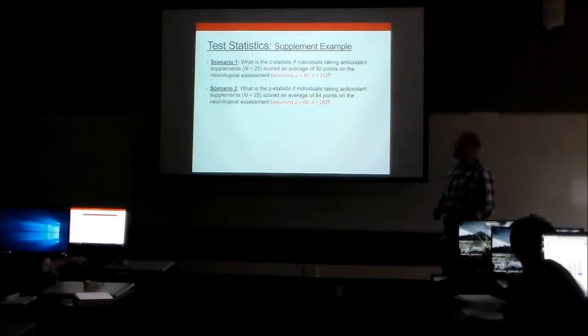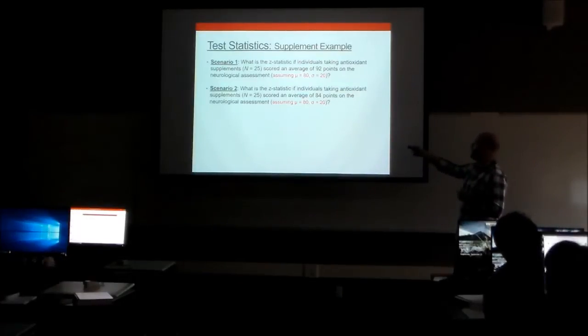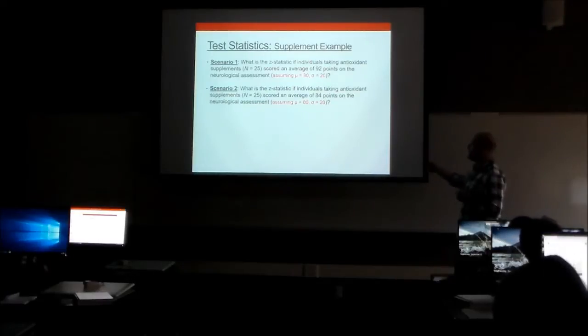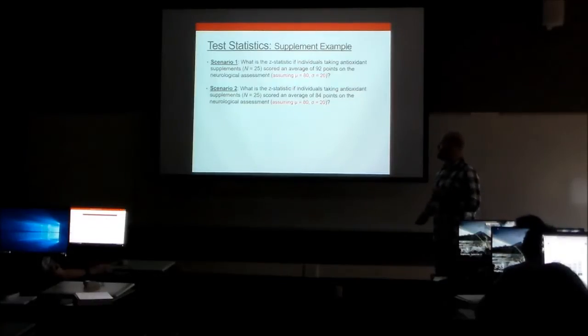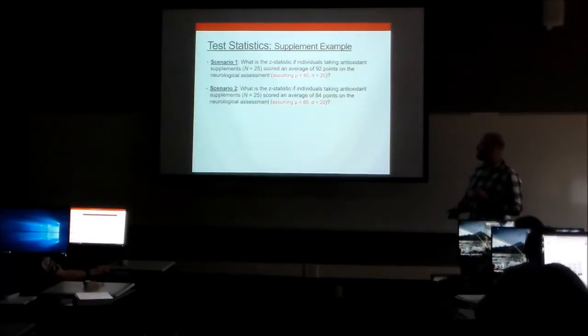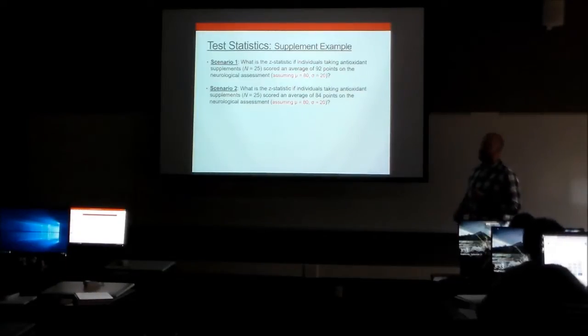Okay. So we're going to run a couple scenarios here. Scenario 1, what is the Z statistic if an individual is taking antioxidant supplements? Again, our sample is 25, scored an average of 92 points on our neuro assessment, assuming a mean in the population of 80 and a standard deviation of 20. What is our Z statistic for older individuals taking antioxidant supplements if they score an average of 84 on that assessment?